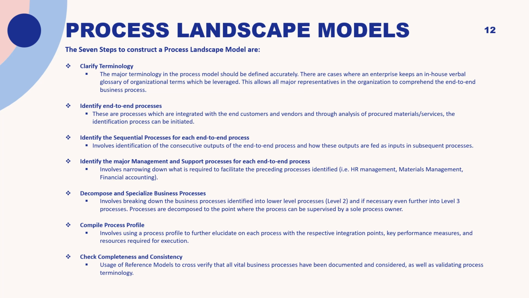The fifth step is to decompose and specialize business processes. This step involves breaking down the identified business processes into lower level business processes, or L2 processes, and if necessary, breaking those L2 processes even further into level 3 processes. Processes should be decomposed and broken down to the point where each process can be supervised and controlled by a single and sole process owner.